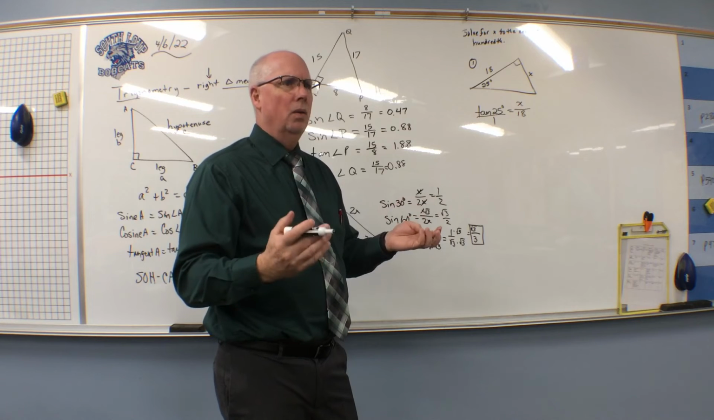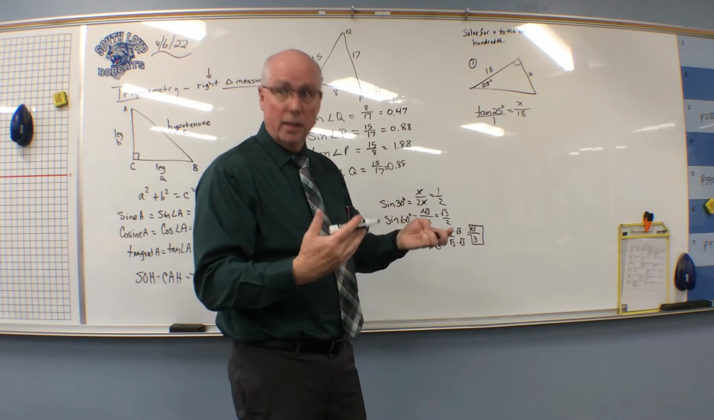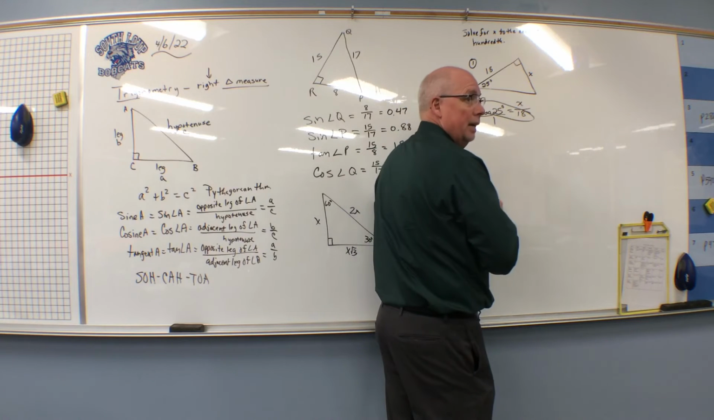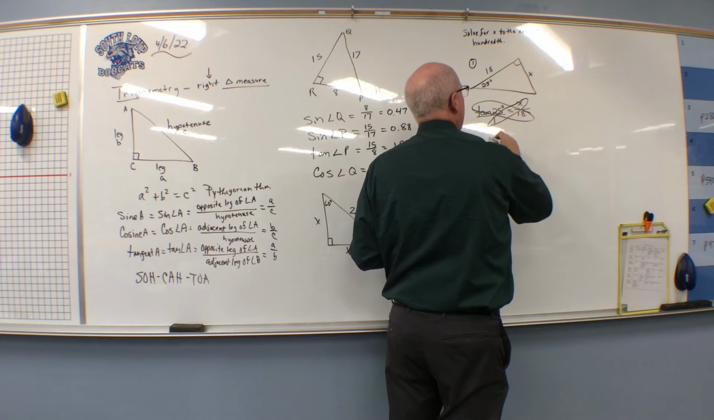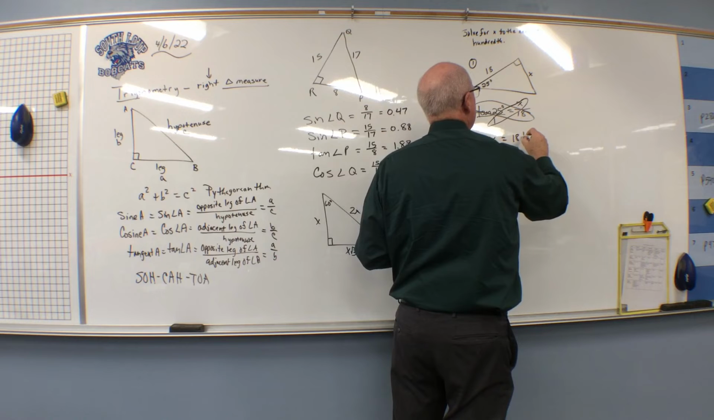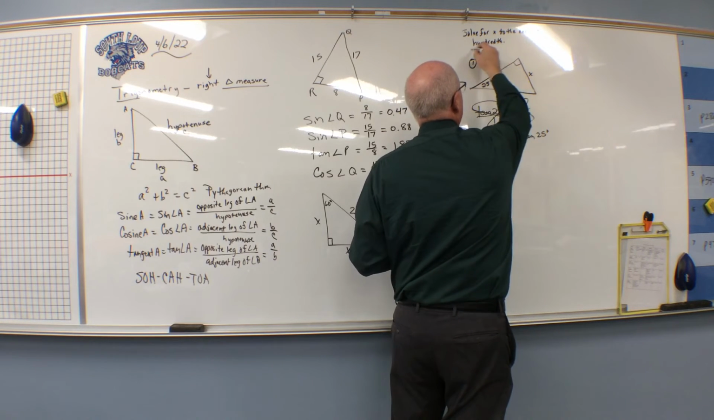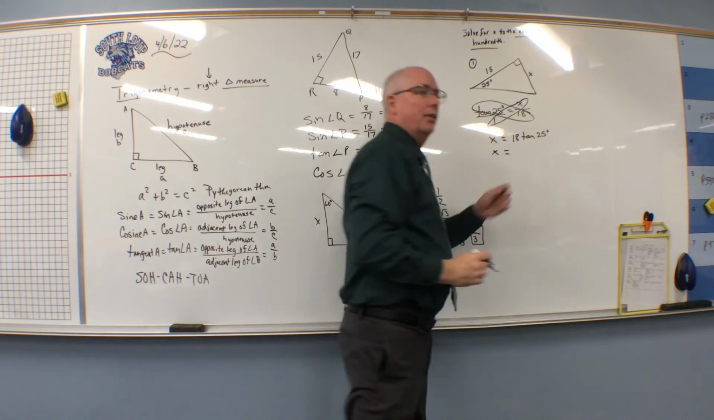Wait a minute. Wow, this is all coming around again, isn't it? Yes. Okay, so I multiply these two together, and I multiply these two together. So I have x equals 18 times the tangent of 25 degrees. All right, now we're going to round to the nearest hundredth. I can find out what x is.